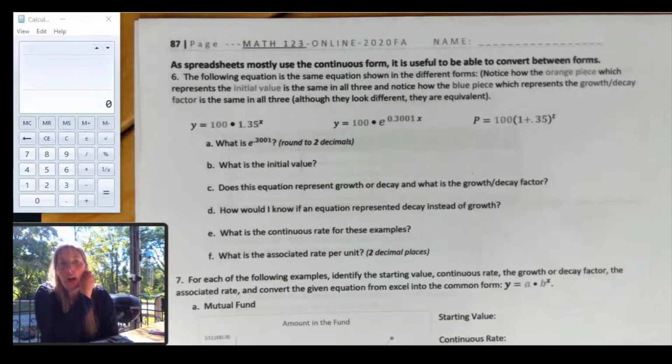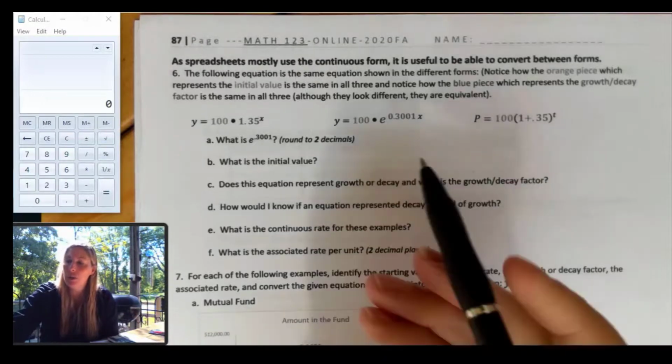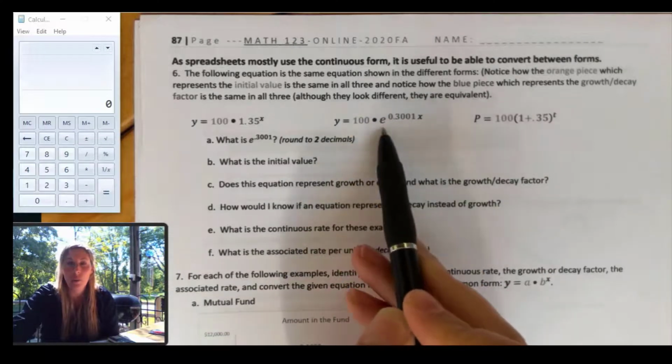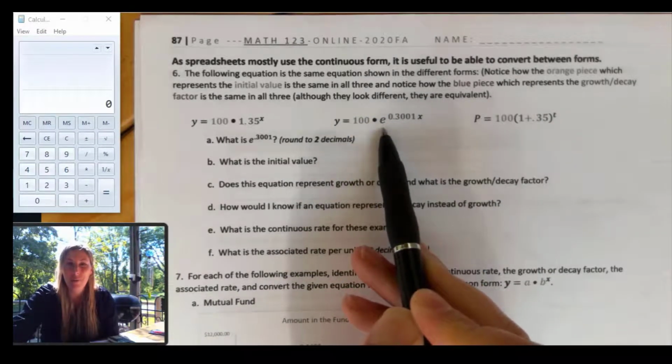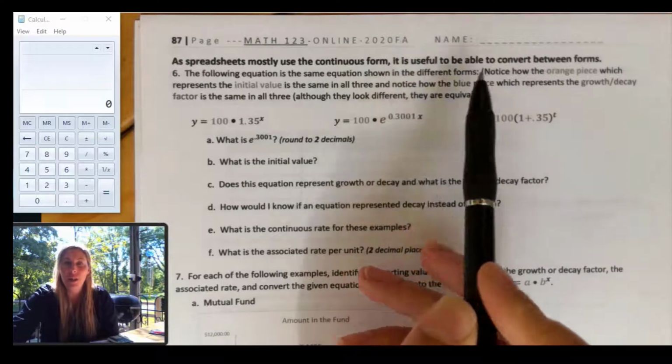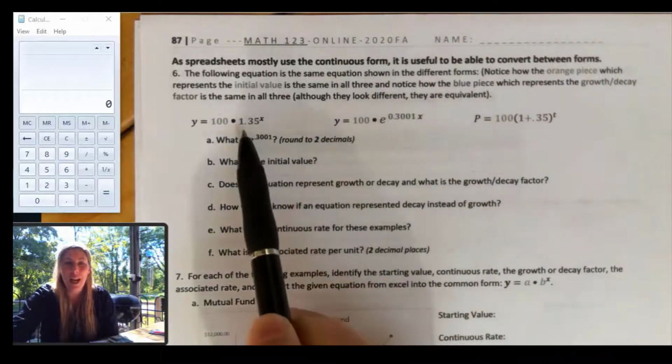Now what we want to take a look at is example 6. What we want to note about it is that any spreadsheet that we use mostly is going to use the continuous form. What that means is that I can have Microsoft Excel come up with these equations for me, and they're going to use the continuous form, which remember is this form right here, the one with the e in it, Euler's number. Because of that, it's very useful to be able to convert between this form and this form.